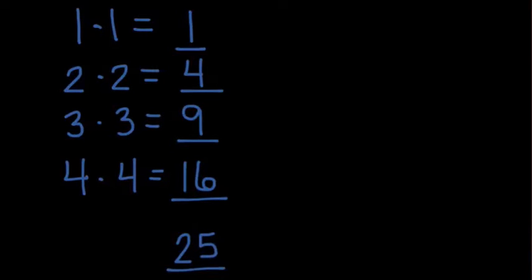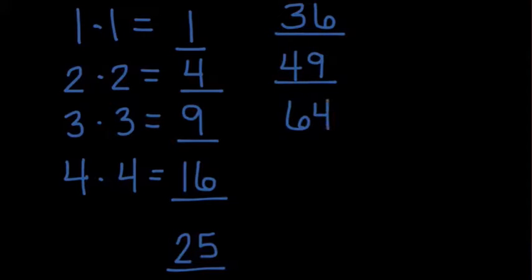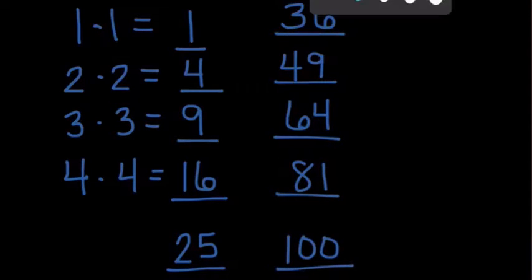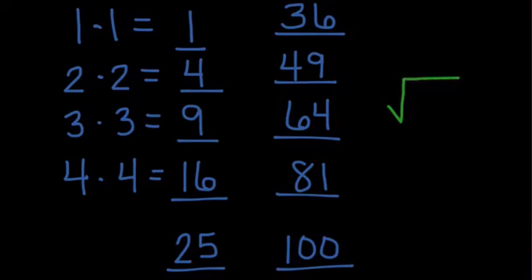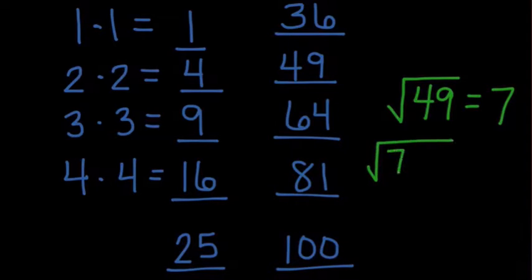That's a perfect square. 6 times 6, I'm going to come up here. The next perfect square is 36 because that's 6 times 6. 7 times 7 is 49. 8 times 8 is 64. 9 times 9 is 81. And 10 times 10 is 100. Of course, we could keep going. But if I wanted to take the square root of any of these, let's say I want to take the square root of 49. That is simply 7, since 49 is a perfect square. 49 is equal to 7 times 7. So I do have a pair of 7's, and that's why the square root of 49 is 7.